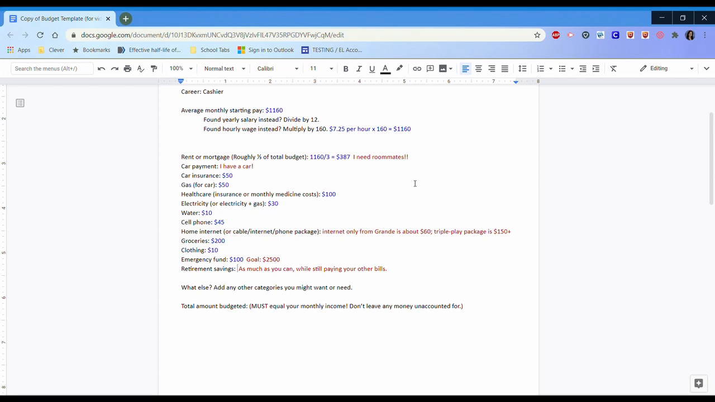But there are so many people out there that don't start saving until they turn 50, and then they can't retire when they turn 67 or 68 because they don't have any money and they have to keep working. Start as soon as you can. As soon as you start making money, start setting some aside.